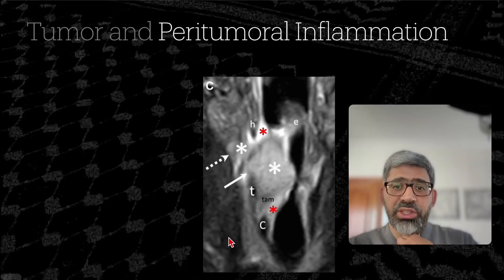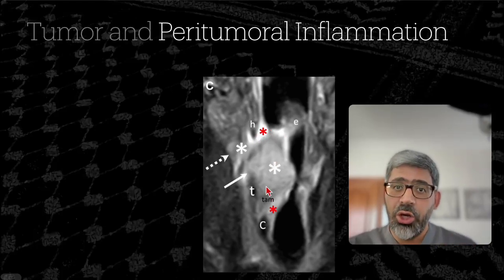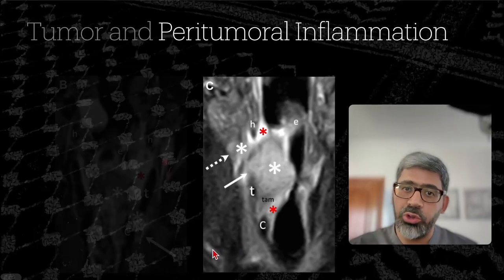So if we go to the same previous example, where you can clearly demarcate the tumor here, showing intermediate signal on STIR, compared to the inflammatory changes in red, which tend to be more hyperintense compared to the tumor. On post-contrast imaging, the appearance would also be similar.